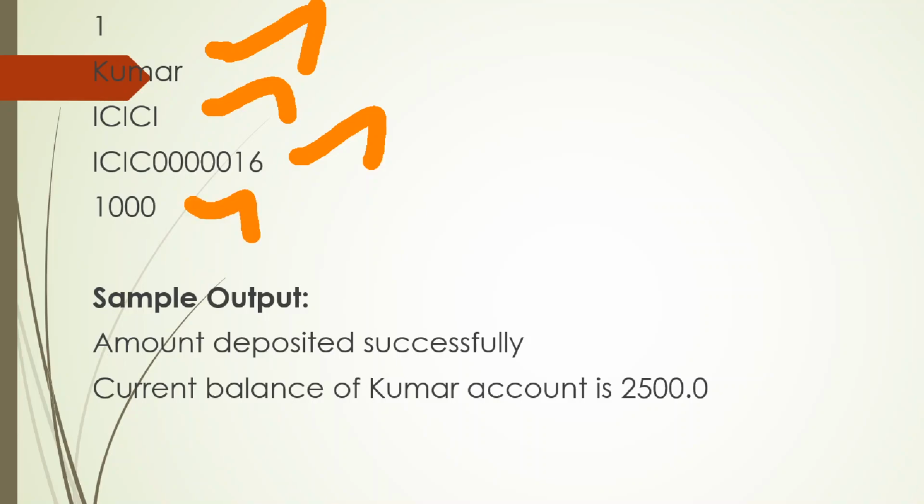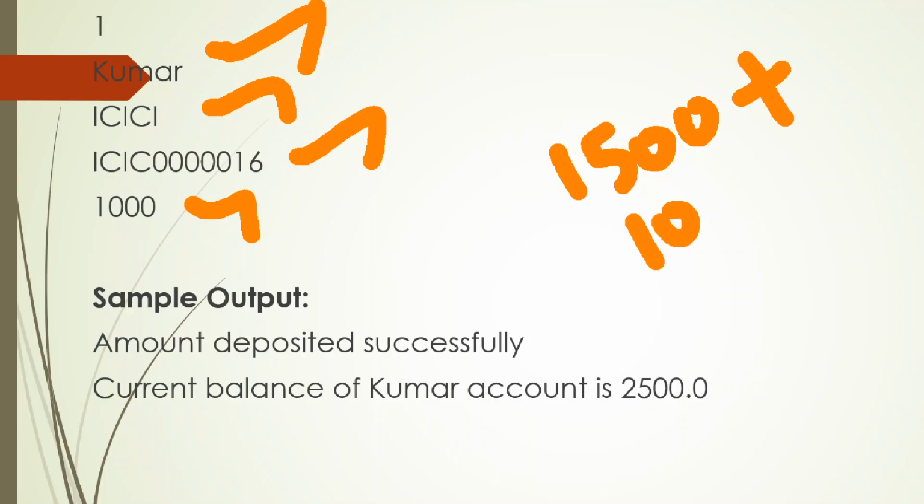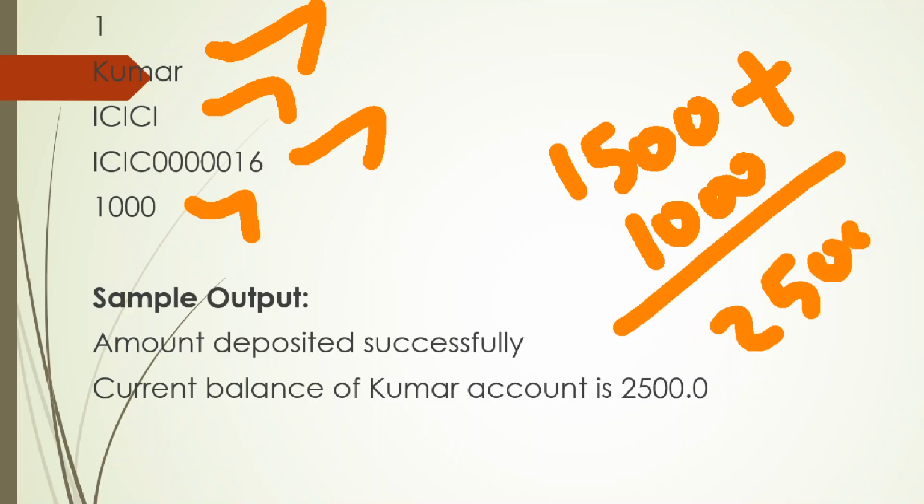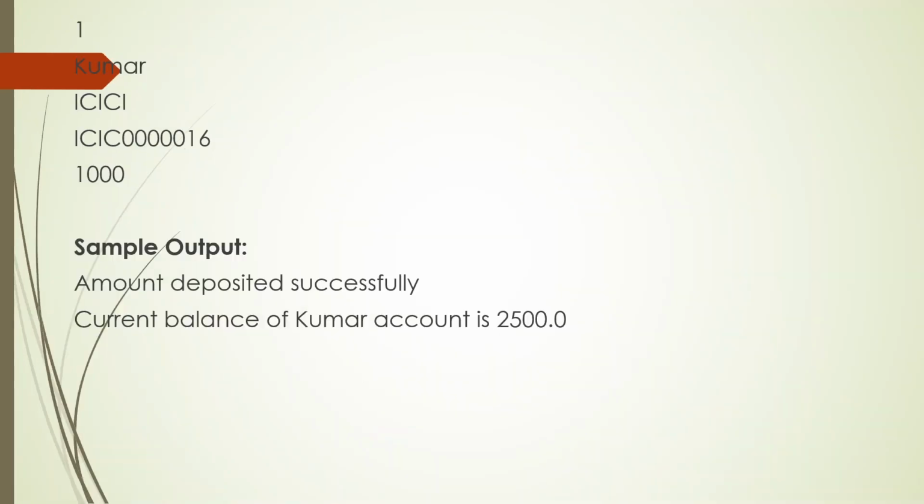Initially there will be 1500 that I have added. Now if these three details get matched, that is Kumar, ICICI, then IFSC ICIC 00000016, these three get matched with the payee object. I just need to update the amount. So totally, for example, 2500. Let me show you the code.